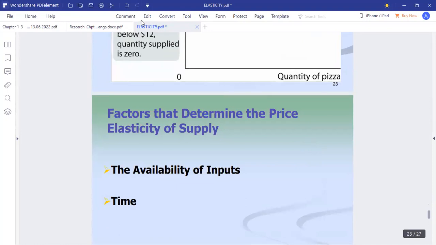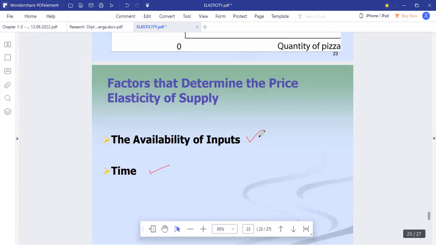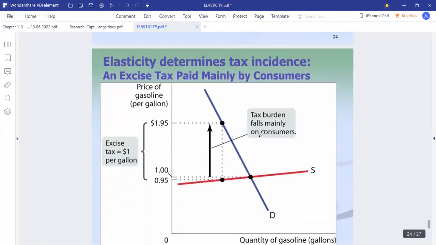So the factors that affect supply are the availability of input, the time aspect, the weather. All right. So those are factors that affect our elasticity of supply.